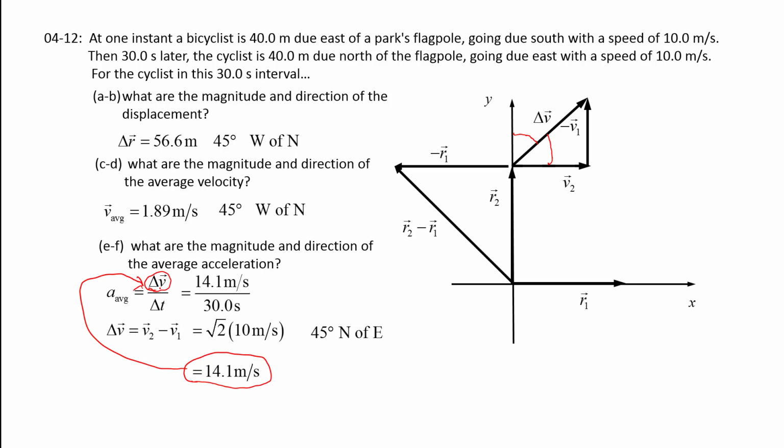Okay, but then 14.1 divided by 30 seconds is 0.471 meters per second squared. And again, the angle of that we can give as 45 degrees north of east, which agrees with Wiley Plus's wishes there too, because that is relative to the positive x-axis. So I think that means we are done.